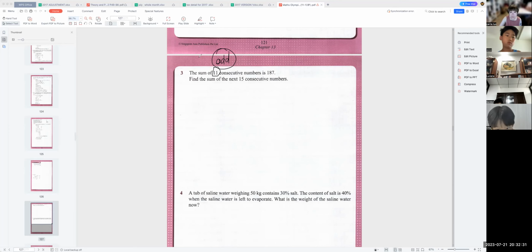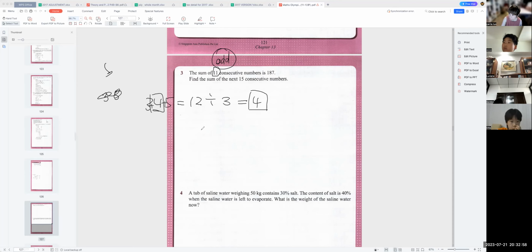Okay, so let's take a look at this one. Daniel, I think I have told you, okay? So think about it. When three numbers are consecutive, 3, 4, 5, if you add them together, the sum will be what? 12. If you divide it by the number of numbers, exactly the middle number shows up. Remember, I told you before, right?